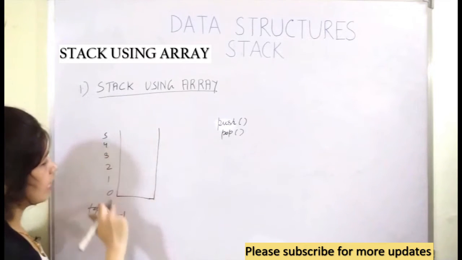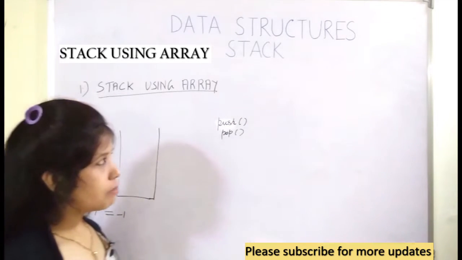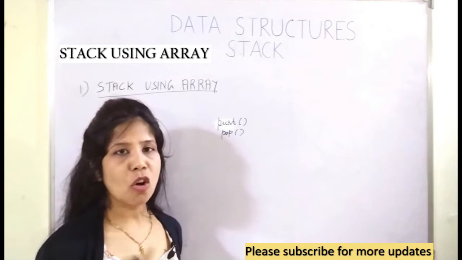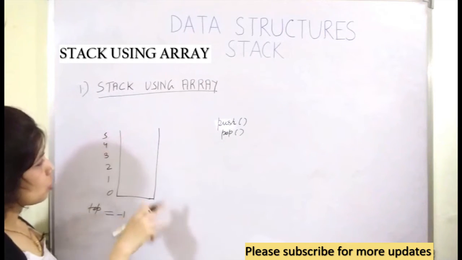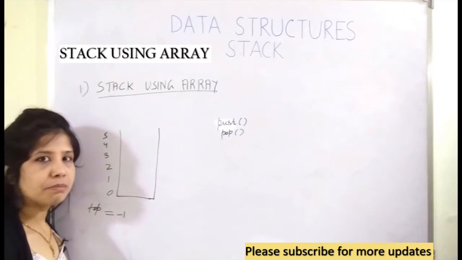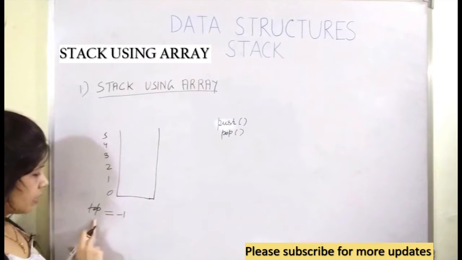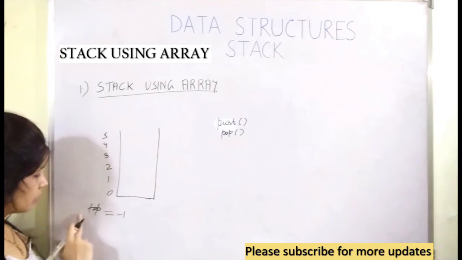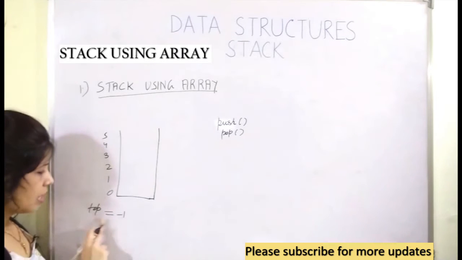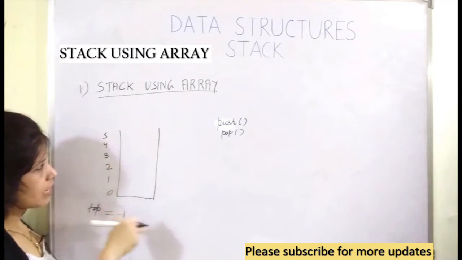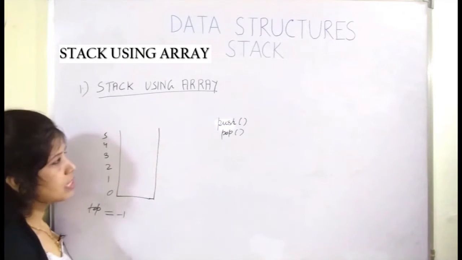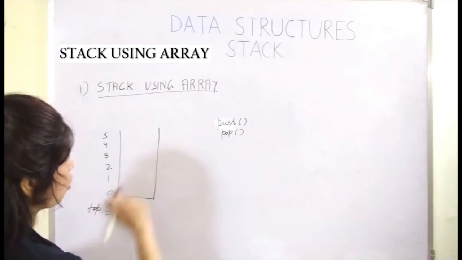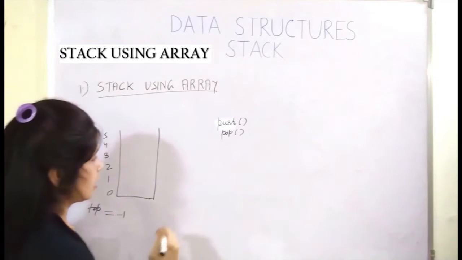One more thing: in case of the array, we know that the elements present will be of the same data type. So here we will store elements of the data type integer, and this top equal to -1 is also of the data type integer. So this will be -1 when your stack is empty. Initially your stack is empty, and we'll see what happens in push and pop.